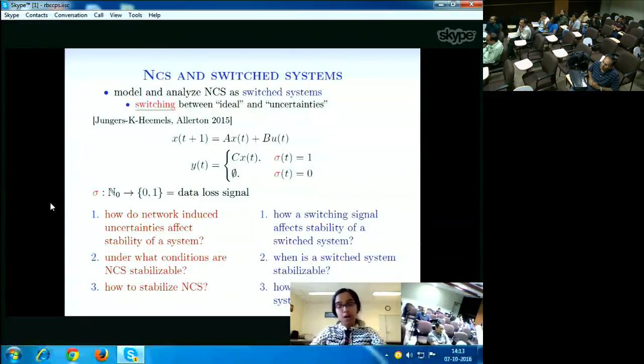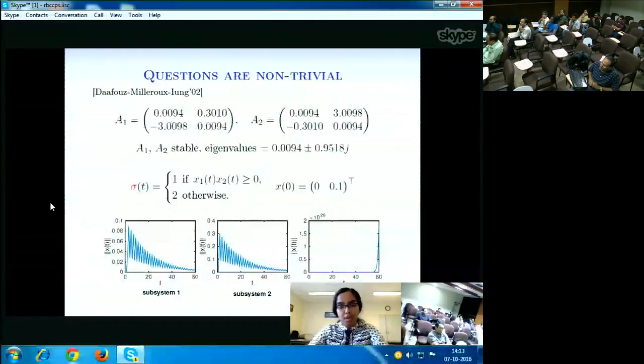Now it so turns out that this question is not trivial. For you may be switching between stable systems and the switch system that you get may be unstable depending on how you switch. So here is such an example on the slide. We have discrete time linear systems. These two systems are individually stable. Now the switching is based on the value of the state. We start from this initial condition given here. And what we get is that the switch system goes unstable.